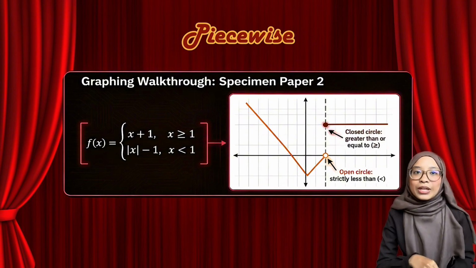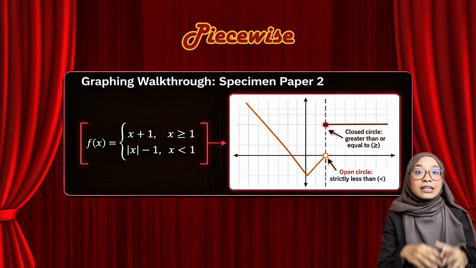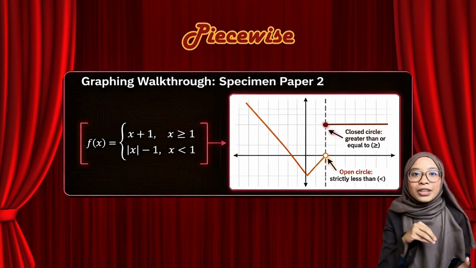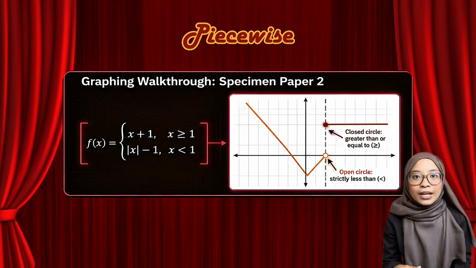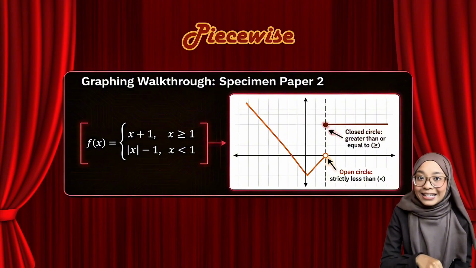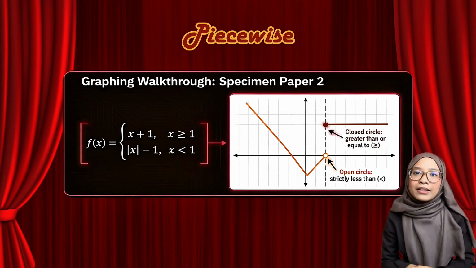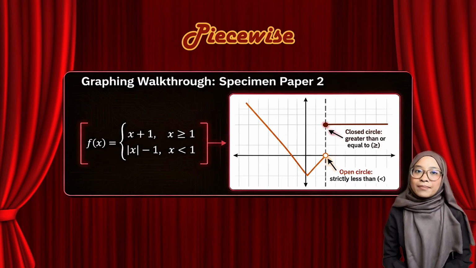A closed circle, a solid dot, is used at x equals 1 for x plus 1 because the inequality is greater than or equal to. And the open circle, which is a hollow dot, is used at x equals 1 because the inequality is strictly less than. The point (1, 0) is an exact boundary, but not included in this piece. Keeping track of these boundaries and points ensures that piecewise sketches are mathematically precise every single time.